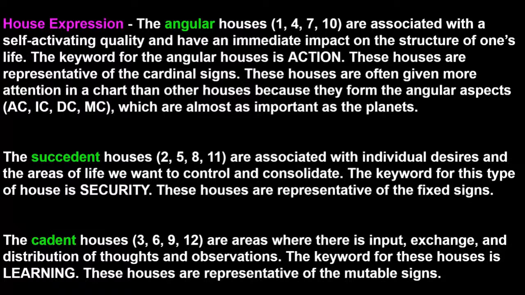All right, we got our notes. Cardinal signs, fixed signs, mutable signs. Action, security, and learning. Keywords: angular, succeeded, and cadent. And the angular houses are 1, 4, 7, 10. That's the ascendant, the Imum Coeli, the descendant, and the midheaven.